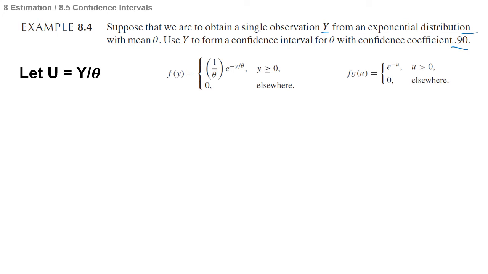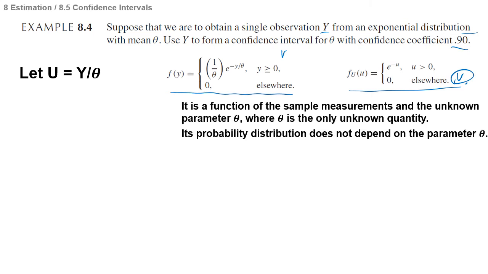let's let our u be y divided by theta, and then the density function for y is this. This is the exponential distribution with mean theta. And if we define u as y over theta, then by using the method that we learned from the first semester, we can derive the distribution of u, which is this one. And we can check these two conditions.